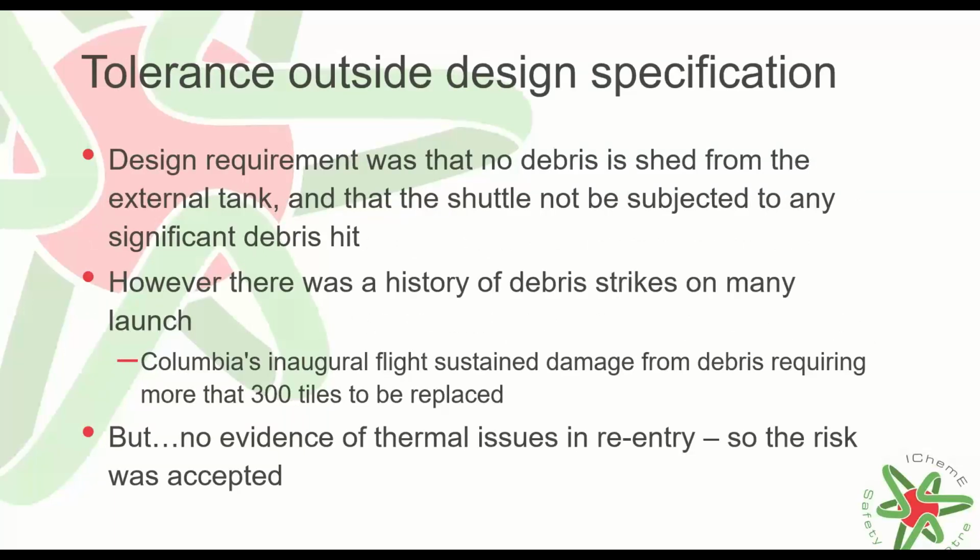So one of the issues they had was that the design requirement originally was that there would be no debris shed when the external tank detached. But there was a history of strikes. So they got used to the strikes. It should be noted that Columbia's inaugural flight, and Columbia was the first shuttle ever launched into space, sustained damage and required more than 300 tiles to be replaced after its first flight. So there was certainly a big issue in terms of the impact. But they got through flight one and it landed intact with no risk of burn through. So the risk was then accepted that it wasn't really a problem here.